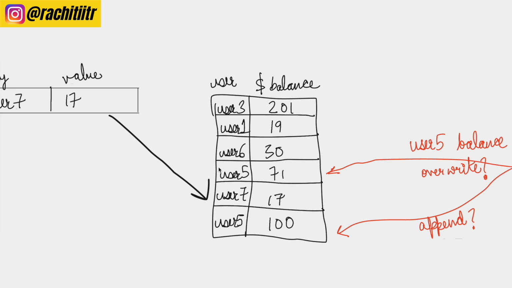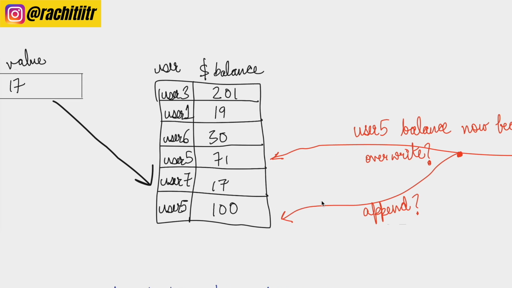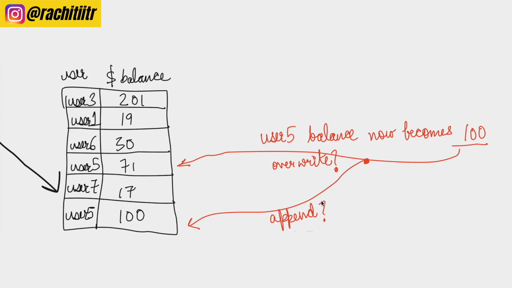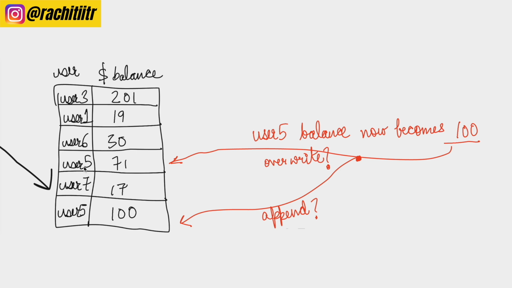Well, a normal question at this point, which is still not clear, is what will happen if you already have a user with data about it. So if user 5 had a balance of 71 and it was already written to a database, what happens now if there is an update on the balance of user 5? Do you do an overwrite? Do you replace this 71 with 100? Or do you append a new entry for user 5 and 100?